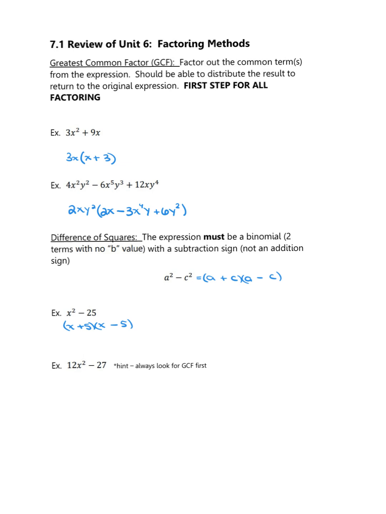On the next example, there's two terms, but the numbers are not perfect squares. So what am I going to do first? Well, before I even look for a difference of squares, I should be looking for the GCF. So 12x squared and 27 are both divisible by 3, leaving us with 4x squared minus 9. 4x squared is a perfect square, and 9 is a perfect square, and they're subtracted. So 4x squared is 2x times 2x, and then 3 times 3 is 9, one positive and one negative.